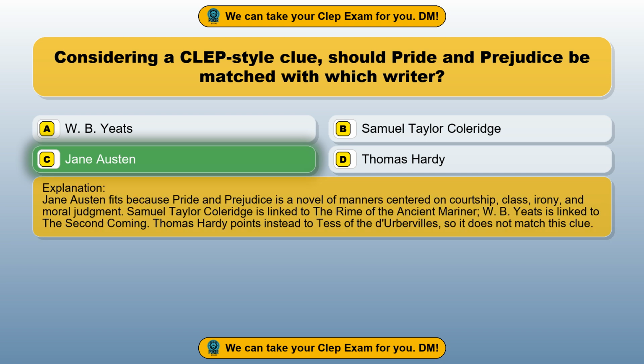Jane Austen fits because Pride and Prejudice is a novel of manners centered on courtship, class, irony, and moral judgment. Samuel Taylor Coleridge is linked to The Rime of the Ancient Mariner. W. B. Yeats is linked to The Second Coming. Thomas Hardy points instead to Tess of the D'Urbervilles, so it does not match this clue.